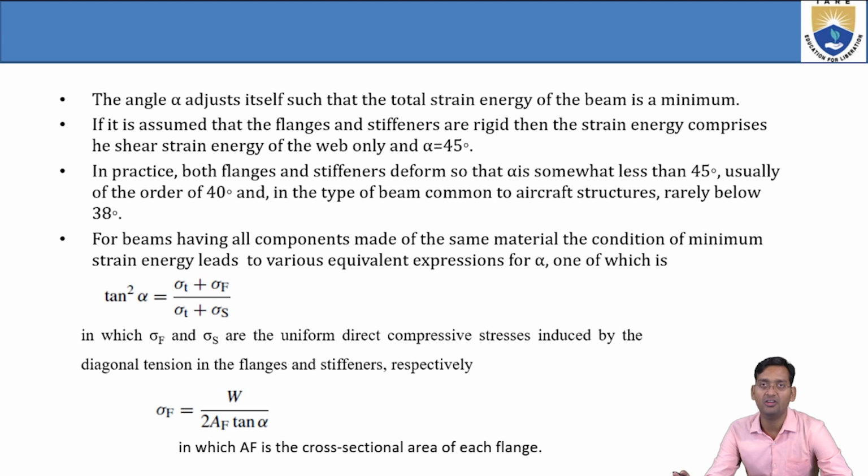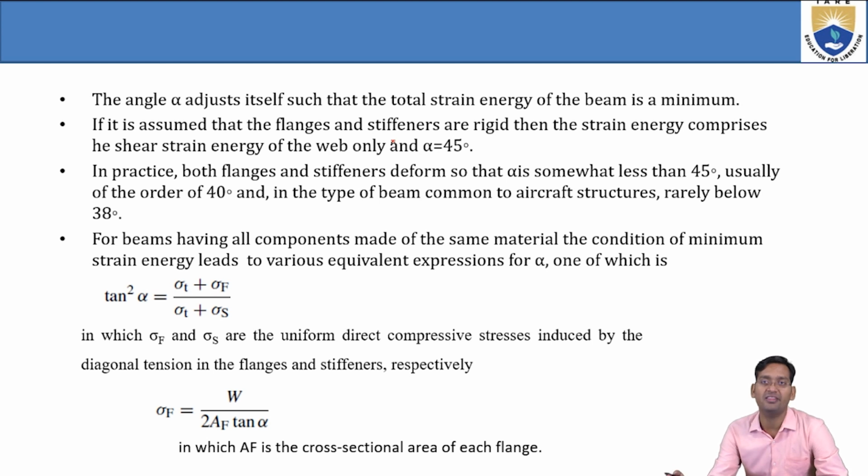If it is assumed that the flange and stiffeners are rigid, that is, not changing and fixed, then the strain energy comprises the shear strain energy of the web only, at alpha equals 45 degrees. When the flange and stiffener are rigid, not buckling and not moving, that will happen at alpha equals 45 degrees only. So both sides will have the same.